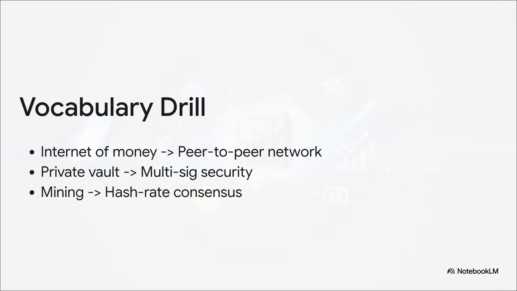This shadowing process directly facilitates our major vocabulary shift. Just notice how the beginner's phrase, Internet of Money, transforms into the professional's peer-to-peer consensus network. The simple private digital vault elevates up to self-custody and multi-sig security. And something as basic as mining for coins matures into energy-intensive hash rate consensus.